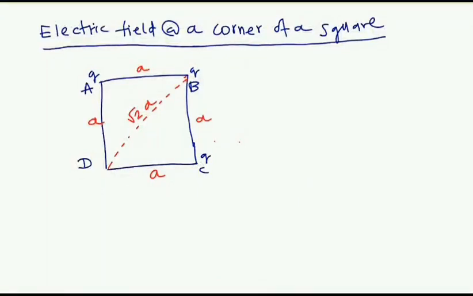Dear students, in this video we are going to discuss the electric field at a corner of a square. You have a square ABCD of side A, and at vertex A you have charge Q, at vertex B also charge Q, and at vertex C also charge Q, and you want to find the electric field at one corner. So here you are choosing this corner D, and I want to find the electric field here at corner D because of the charges present at A, B and C.